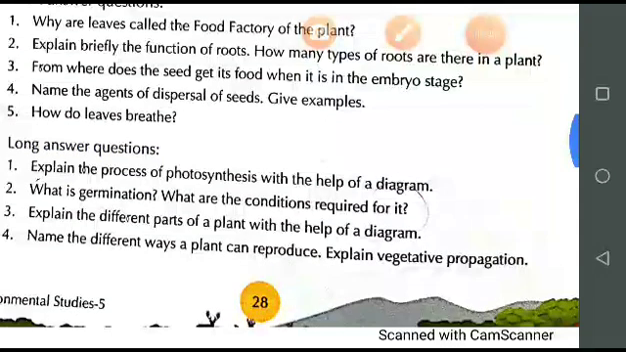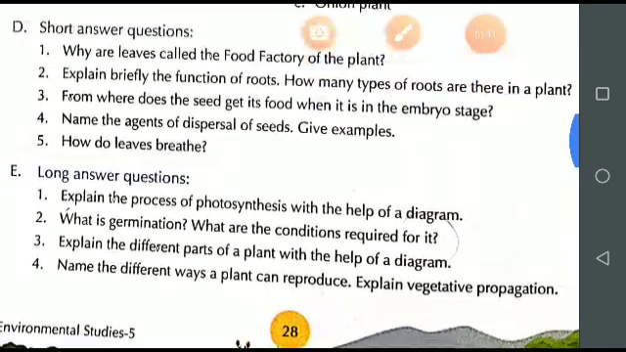Explain the process of photosynthesis with the help of a diagram. This question I explained to you: what is photosynthesis and how leaves prepare food, and this process is known as photosynthesis. This I have already explained to you. Write the answer in your class work copy. Now question number 2.